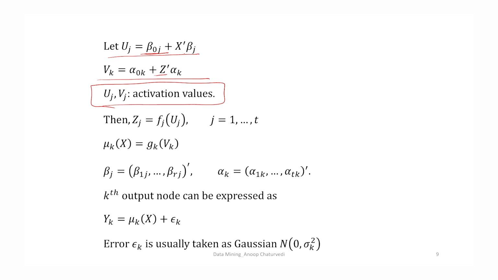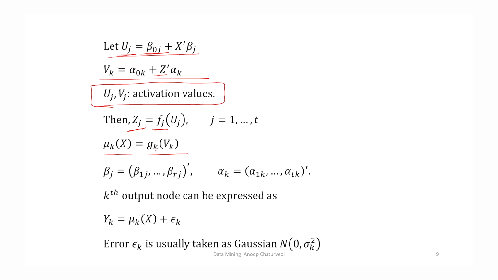So, if we combine the input variables, then we get u j's, and then we apply this activation function, say f j u j for j equal to 1 to t. So, you get z j, and then mu k x is equal to g k v k.